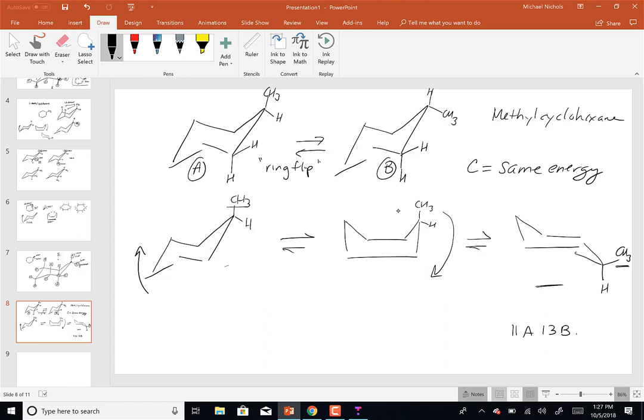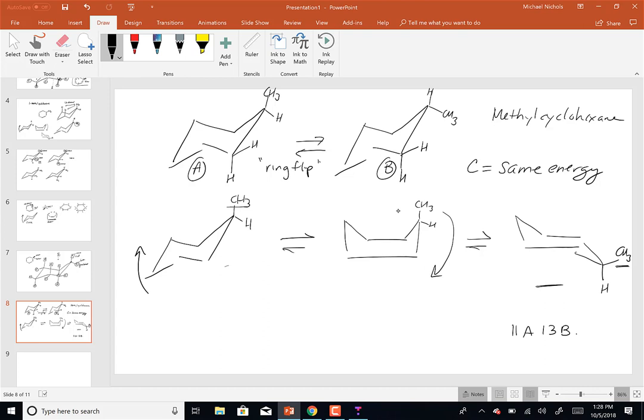Okay. Anybody else? David? Equatorial is always more stable because of the axial interactions. So equatorial is always more stable because? Okay, between the axial components. Did that come from the book or my lecture? It's true. The group is going to go equatorial, but why?